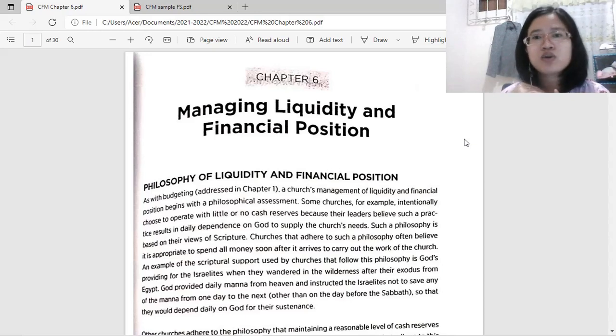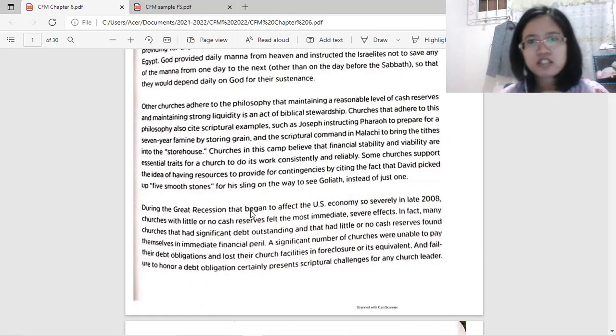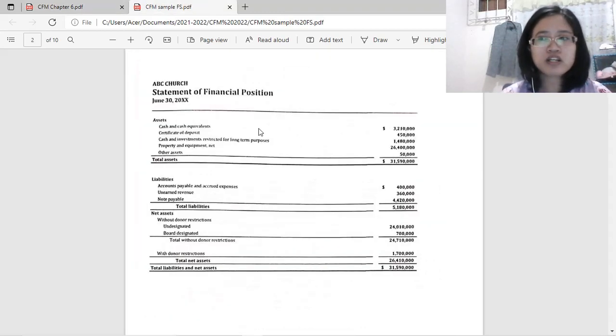Okay, so there are different philosophies that we have with regards to liquidity, but I'm going to discuss that a bit later. So after liquidity, now that we have an understanding of liquidity, we switch to financial position. Okay. So financial position, with regards to the financial statements, we have the statement of financial position. Also, this is what we call the balance sheet.